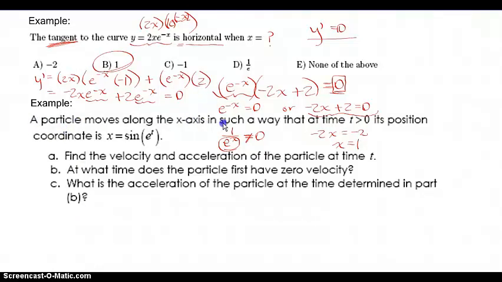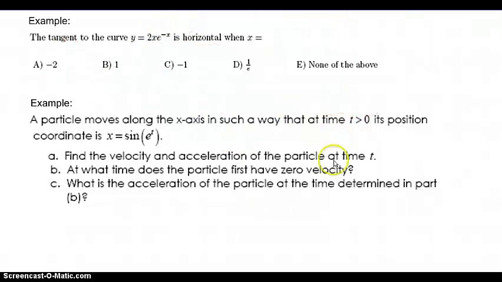So a particle moves along the x-axis in such a way that at any time t greater than 0, so positive inputs only, its position coordinate is x equals sine of e to the t. So this function e to the t has been fed into the sine function machine, and this is the position function. So part A says find the velocity and the acceleration at any time t.